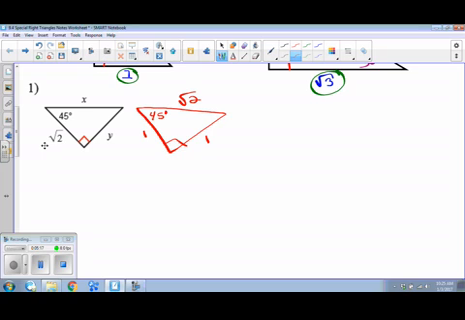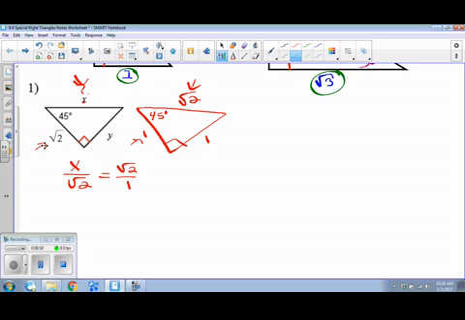proportion now using the corresponding parts. Okay? So we're trying to figure out what this is. This is what we don't know. So we say x over square root of 2 equals, we can't use these two pieces, right? Because we don't know what y is. But we know square root of 2 and 1, right? So x over square root of 2, that's this piece over this piece, equals square root of 2 over 1. So you use that basic 45-45-90 as a similar triangle to set up a proportion.